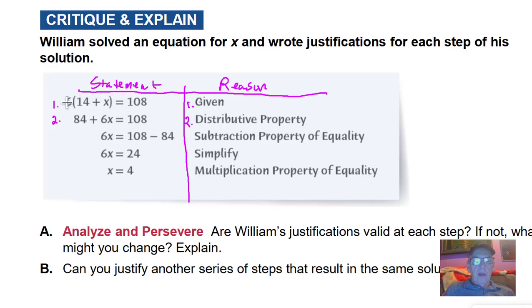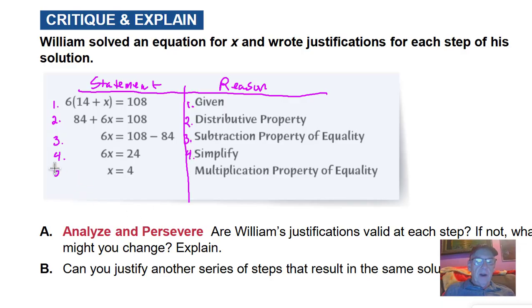He multiplied 6 times 14 and 6 times x. He used the distributive property. So notice that he did the work, and then step 2, his supporting reason is, what did he do? He used the distributive property. How did he go from 1 to 2? He used the distributive property. Step 3, he subtracted 84 from both sides. Subtraction property of equality. Step 4, he simplified. He did 108 take away 84 and got 24, so he simplified.